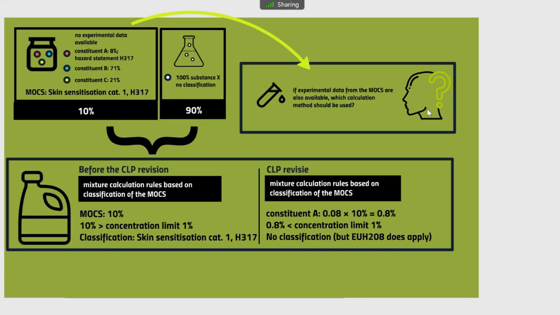However, there's one case where the CLP revision is not exactly clear. That is, if there is experimental data available for the MOCS, which calculation method should then be used? Do we then use the mixture calculation rules based on the classification of the MOCS, or do we still look at the constituents itself? We have asked this question at the help desk, and we hope to get an answer soon, and we will update on that when we have the answer.